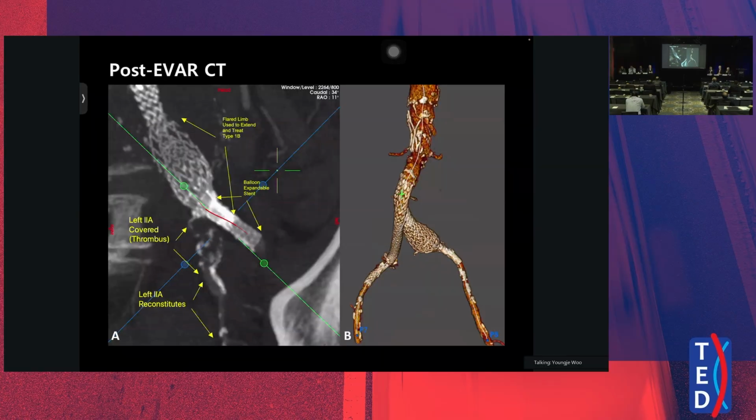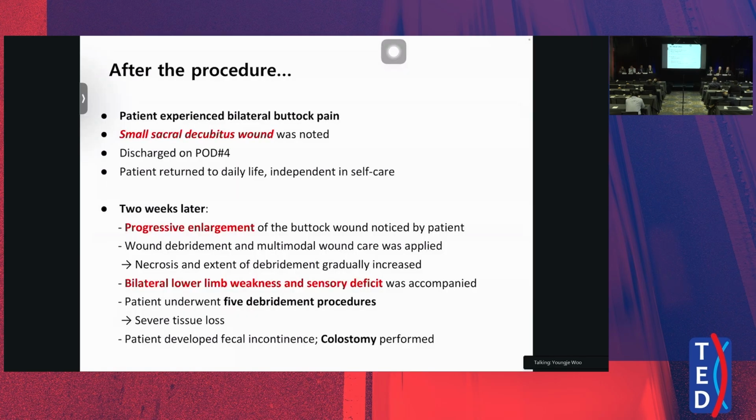So you can see the post-EVAR CT, and you may see there's an additional balloon expandable stent graft inserted, completing the exclusion of both internal iliac arteries. And after the procedure, the patient experienced bilateral buttock pain and a small sacral decubitus wound, but she was discharged on day 4, and at this time, she was fully independent in self-care.